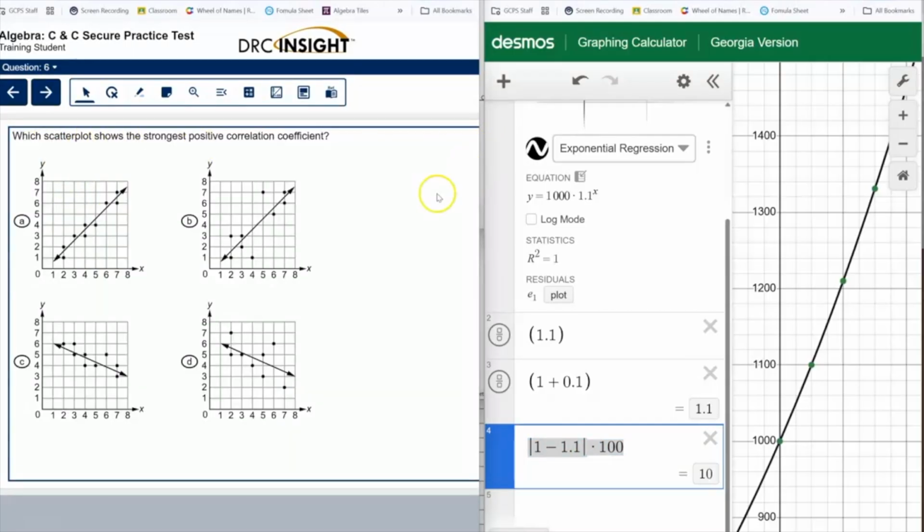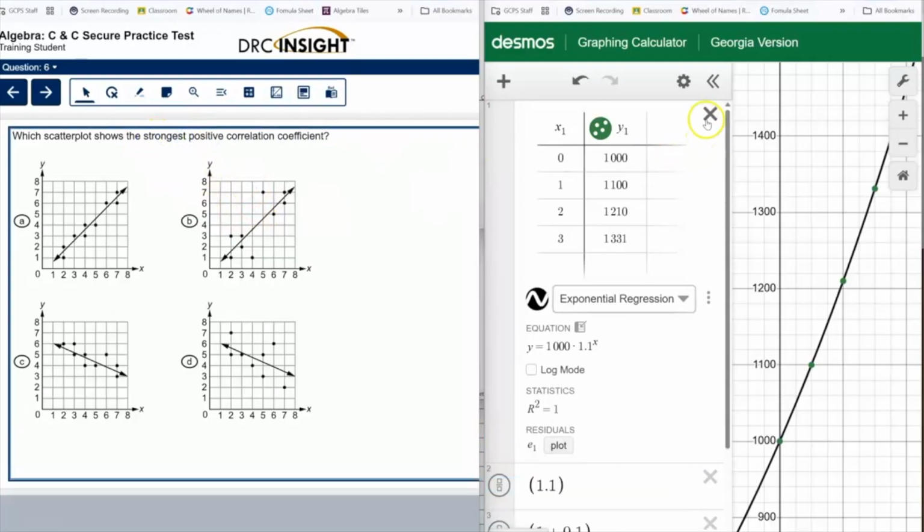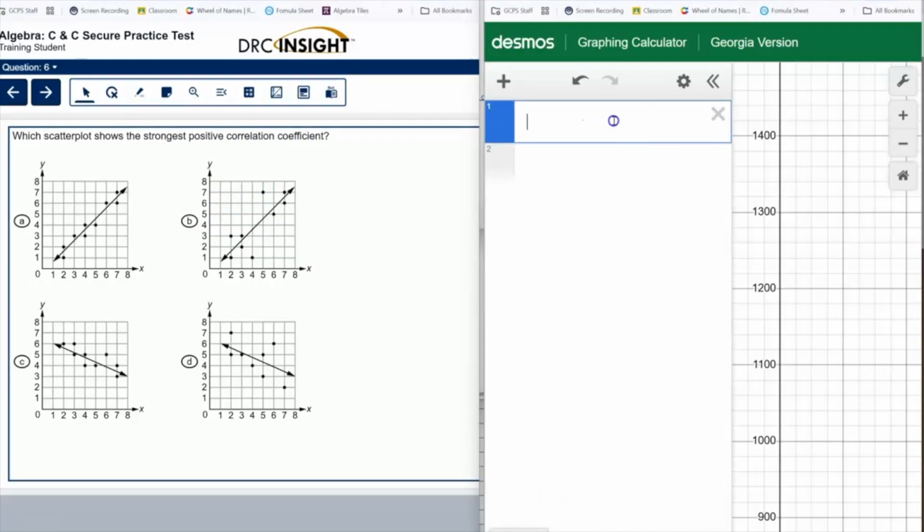Which scatter plot shows the strongest? Okay, so we are on a scatter plot. With scatter plots, remember it goes from -1 to 0, then +1. It is never outside. Correlation coefficients are never less than -1 and not greater than 1. So it's between -1 and 0, with 0 being no correlation.